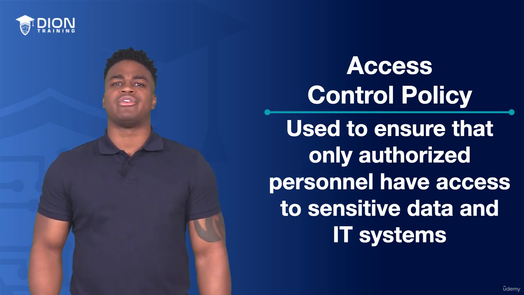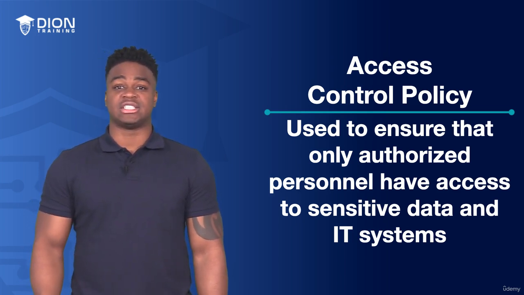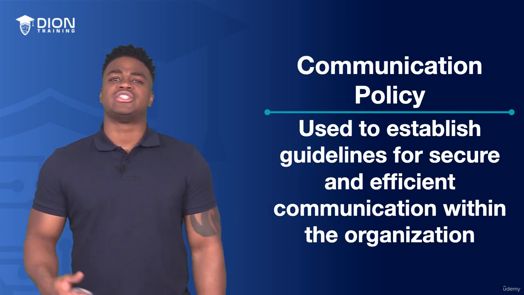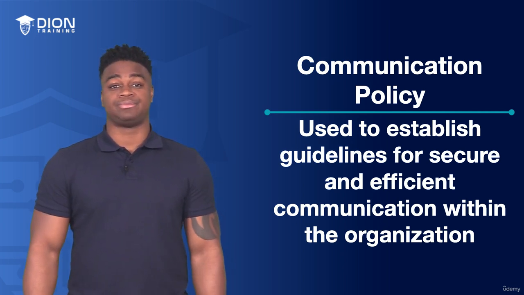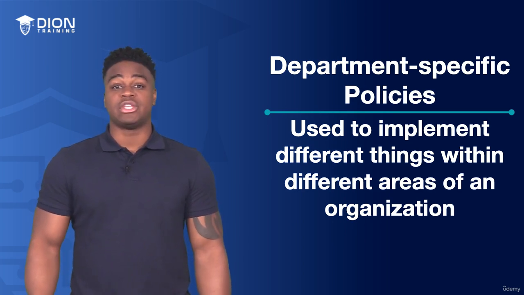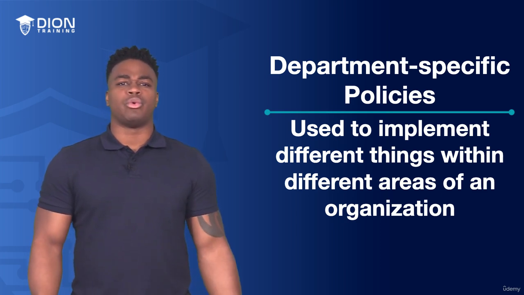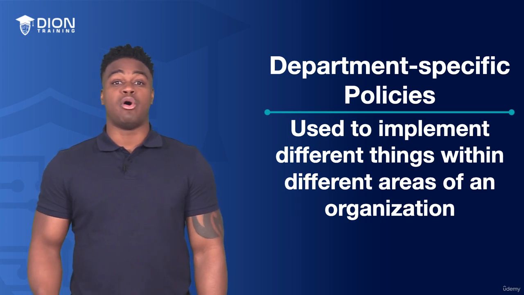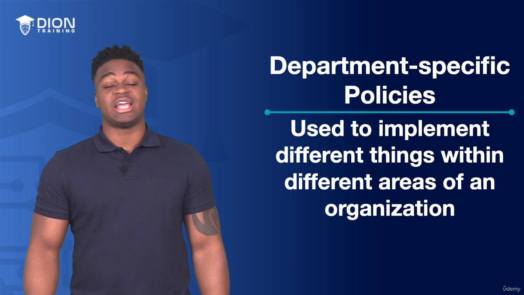The third policy we will cover is access control policy, which is used to ensure that only authorized personnel have access to sensitive data and IT systems. The fourth policy, the communication policy, is used to establish guidelines for secure and efficient communications within an organization. The fifth group of policies we will cover are department-specific policies, since these are often used to implement different things within different areas of our organization, depending on the nature of the work and the type of data that's being handled. These policies ensure that departments are aligned with the overall security objectives of the organization and that they are compliant with relevant regulations and standards.